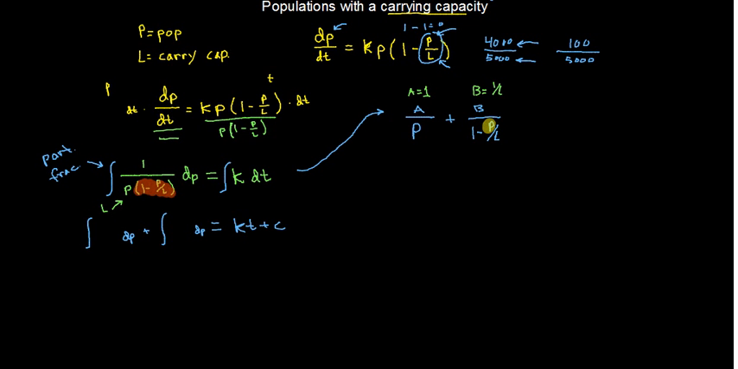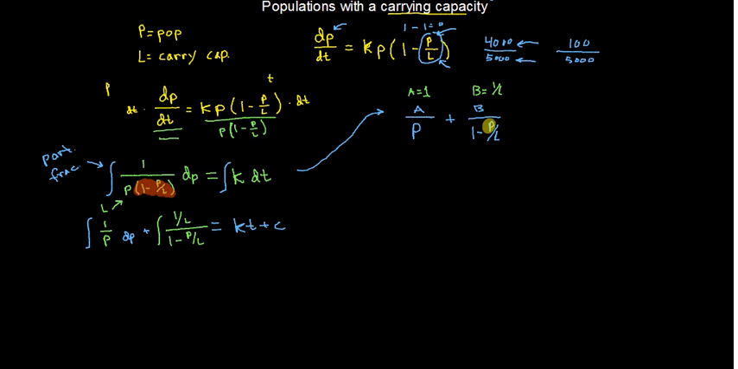So let's plug those in now. A is 1, so this is going to be 1 over P. And B is 1 over L, so you'll have 1 over L on top, and on the bottom, 1 minus P over L. Let me make that a little bit bigger. So that one will be the integral of 1 over L over 1 minus P over L.